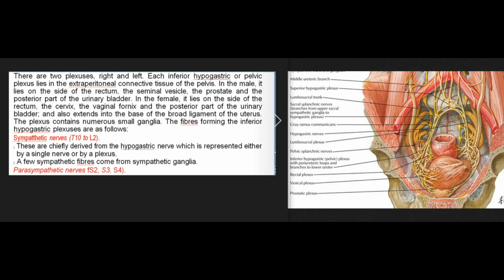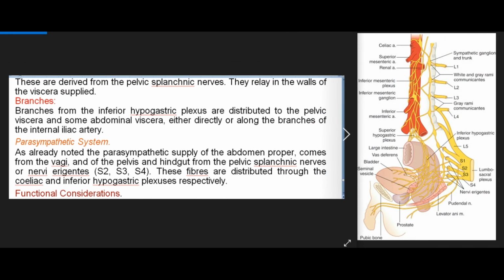The fibers forming the inferior hypogastric plexuses are as follows. Sympathetic nerves, T10 to L2. 1. These are chiefly derived from the hypogastric nerve, which is represented either by a single nerve or by a plexus. 2. A few sympathetic fibers come from sympathetic ganglia. Parasympathetic nerves, S2, S3, S4. These are derived from the pelvic splanchnic nerves. They relay in the walls of the viscera supplied. Branches from the inferior hypogastric plexus are distributed to the pelvic viscera and some abdominal viscera, either directly or along the branches of the internal iliac artery.